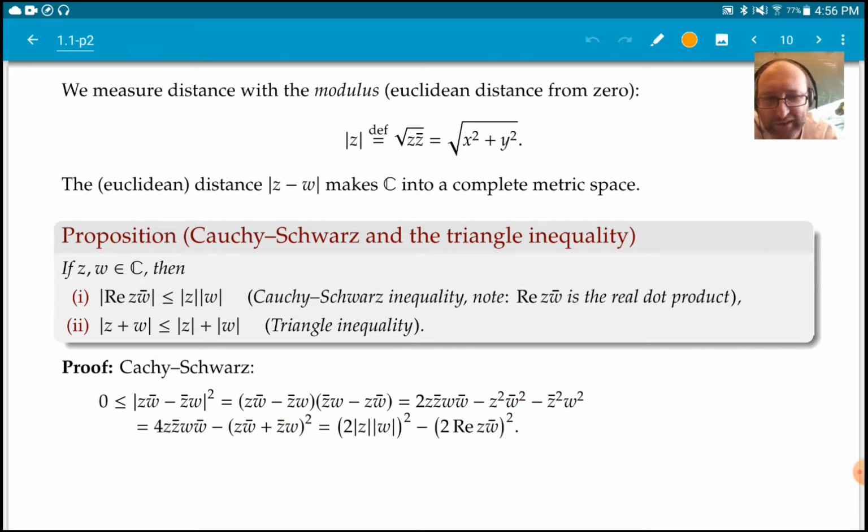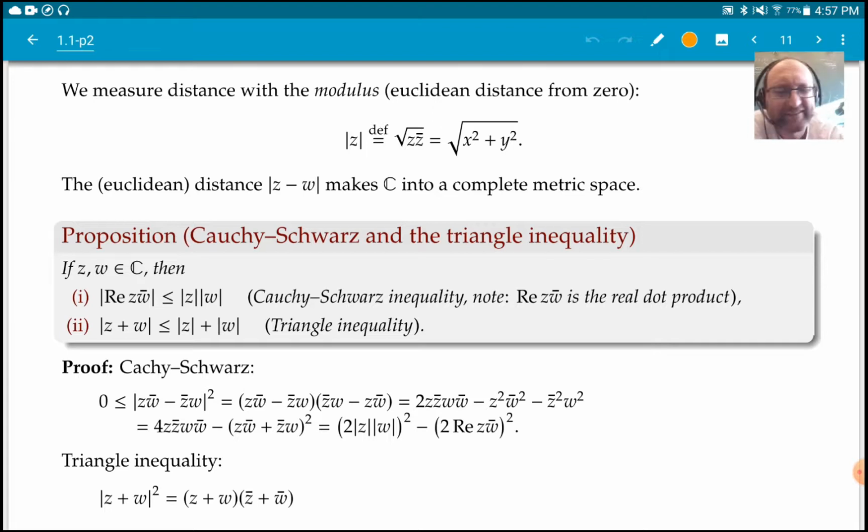Now I just write it in terms of modulus z and modulus w, and so on. And this guy over here, something plus the bar of that something, is twice the real part. So that's where I'm getting this. Now if I move this over to the other side, take the square root, and get rid of the 2, I get precisely Cauchy-Schwarz.